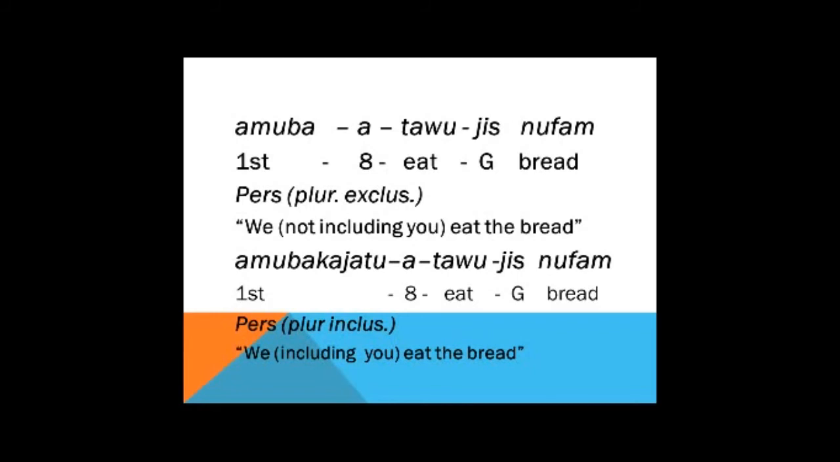Now let's exemplify the exclusive and inclusive forms of the first person plural. So you have amu bayatawu yisnu fam. Amuba is the first person plural exclusive, so this is we, not including you, eat the bread. And below that we have the inclusive form amuba kayatu, so we have amuba kayatu atawu yisnu fam. We, including you, eat the bread.